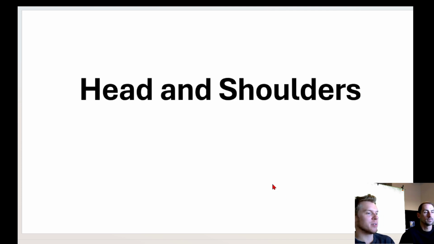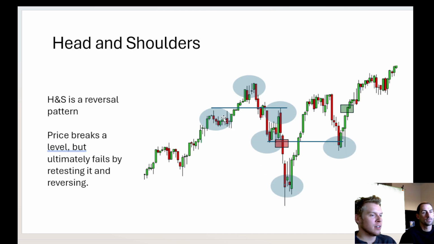Another pattern to look out for is a head and shoulders. So kind of move these out of the way. Head and shoulders. Think about it like a person. We have a left shoulder, we have a head, and then a right shoulder. And head and shoulders patterns are reversal patterns.